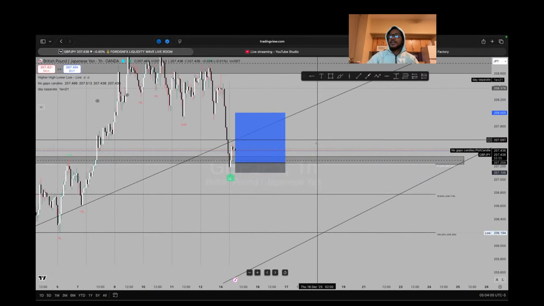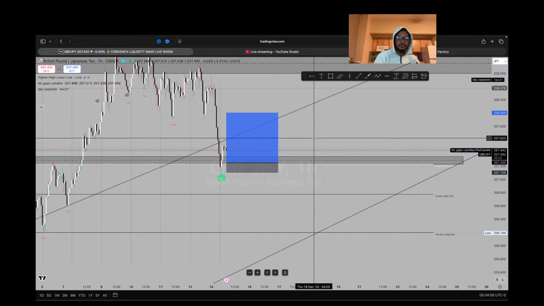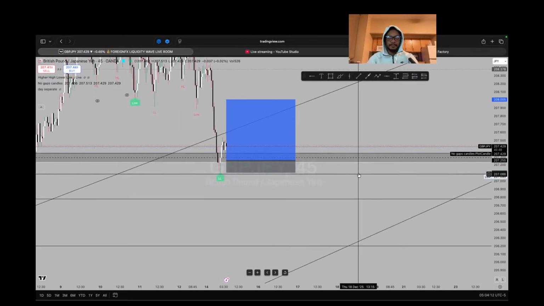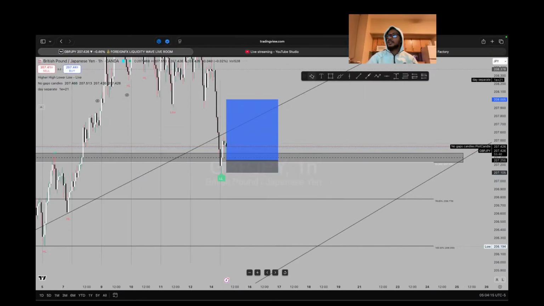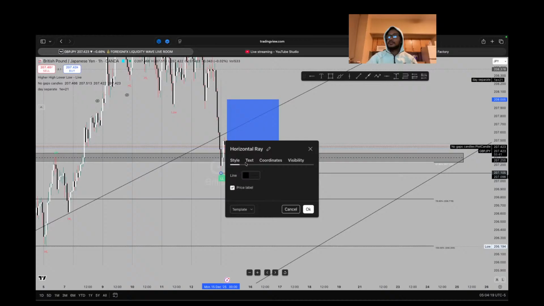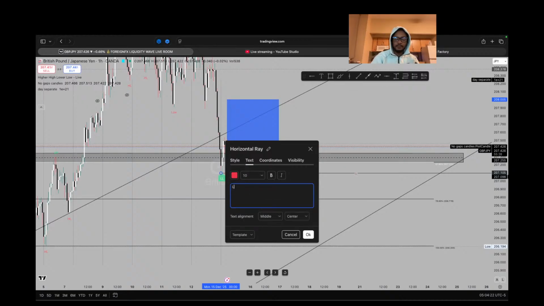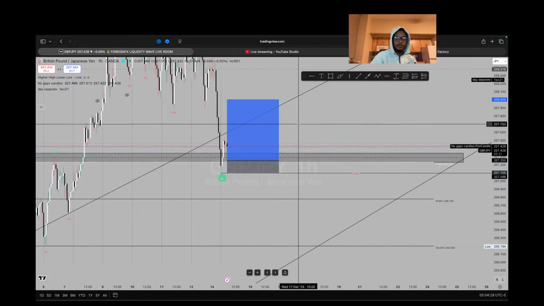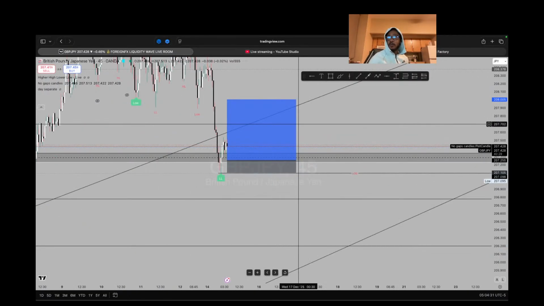Alright, we're doing that pullback. 45. Let's mark this. So LOD, low of day. The 45. On the 1 hour, I'm not really placing my buys based off the 1 hour anymore. I used to, but I'm not gonna do it no more.